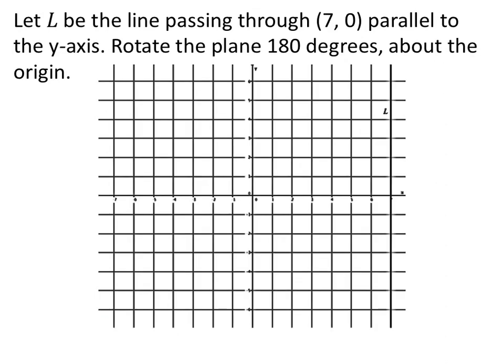Alright, let L be the line passing through the point (7, 0) parallel to the y-axis. So we can show this line, again just for emphasis. It's this purple line right here. Rotate the line 180 degrees around the origin and see what you get. So we're looking at this point (7, 0), which is this point.